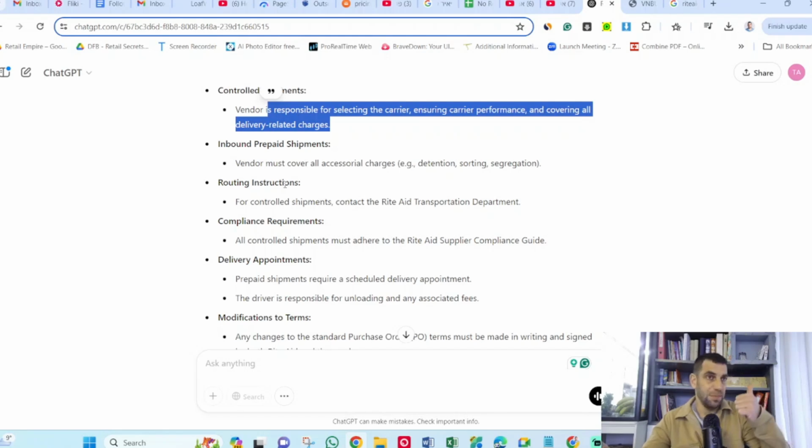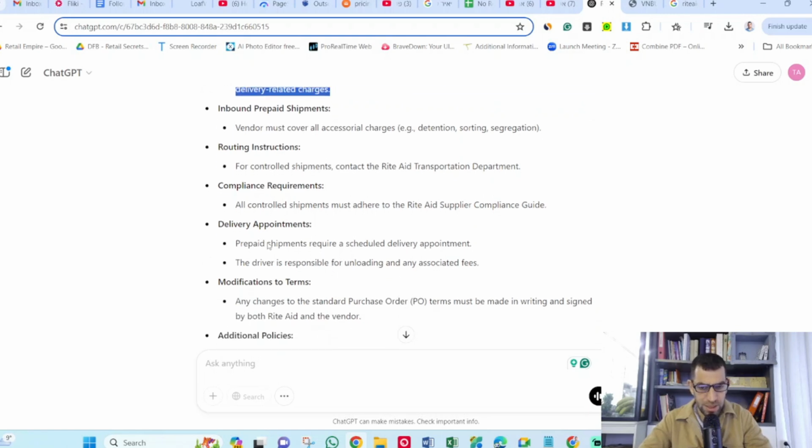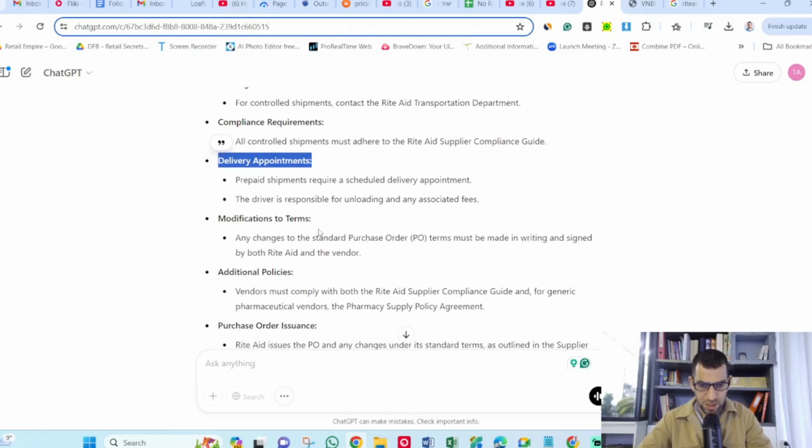Whether it's a pick and pack type of purchase order or bulk or unpacked, whatever the customer wants you to ship to them. Delivery appointment, this is the ASN. The ASN is not mentioned here, it's mentioned in another document, but when they say delivery appointment, they are talking about ASN because you need to tell them that goods are coming.